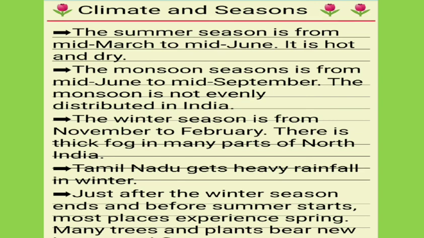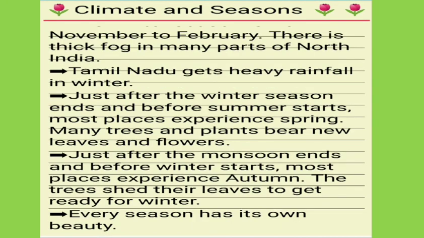The monsoon is not evenly distributed in India. The winter season is from November to February. There is thick fog in many parts of North India. Tamil Nadu gets heavy rainfall in winter. Just after the winter season ends and before summer starts, most places experience spring. Many trees and plants bear new leaves and flowers. Just after the monsoon ends and before winter starts, most places experience autumn. The trees shed their leaves to get ready for winter. Every season has its own beauty.